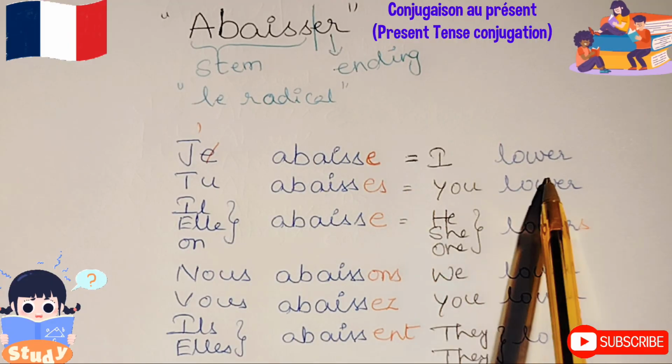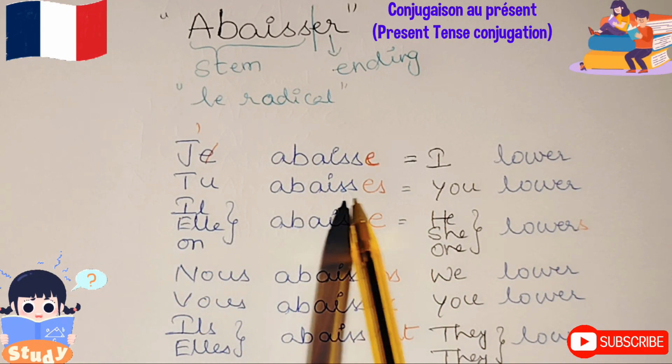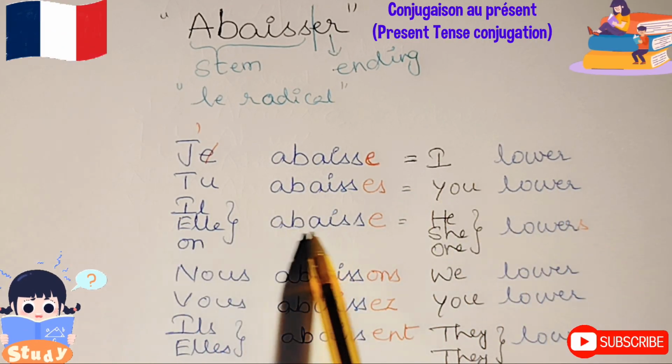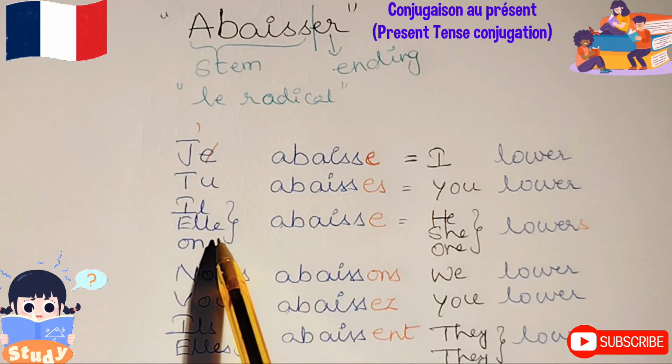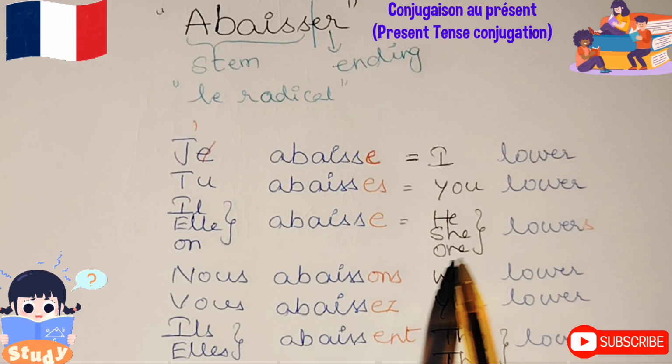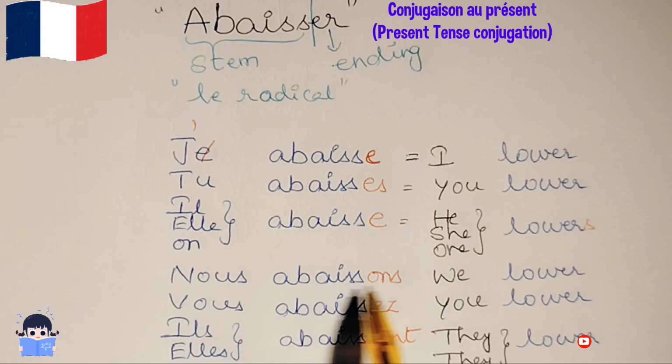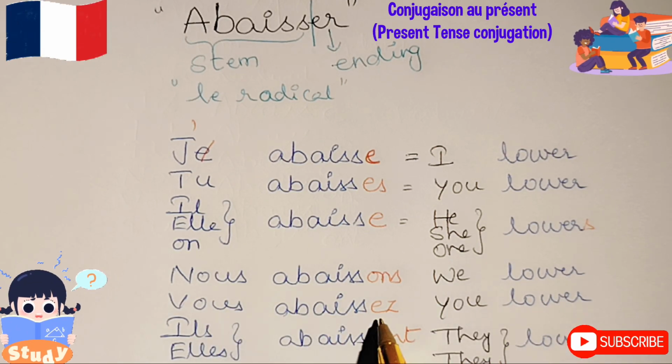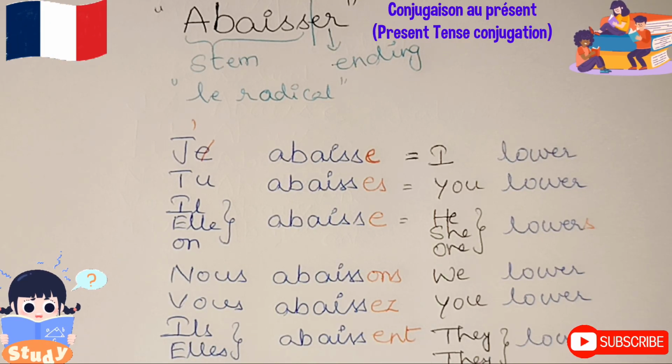J'abaisse means I lower. Tu abaisses means you lower. Il abaisse means he lowers. Elle abaisse means she lowers. On abaisse means one lowers. Nous abaissons, we lower. Vous abaissez, you lower. Ils abaissent, they lower. Elles abaissent, they lower.